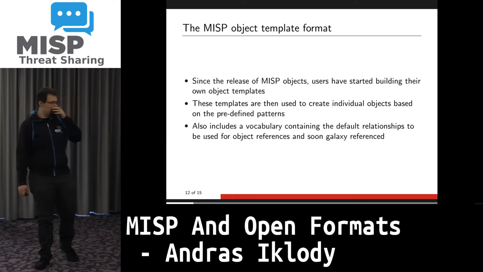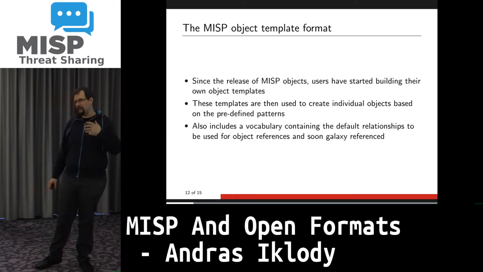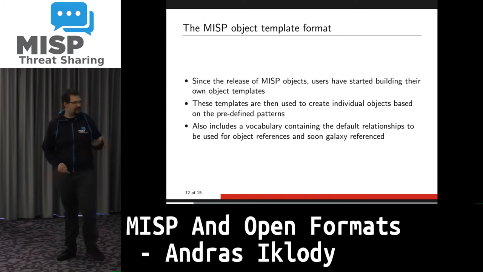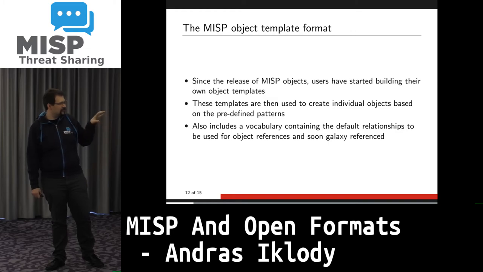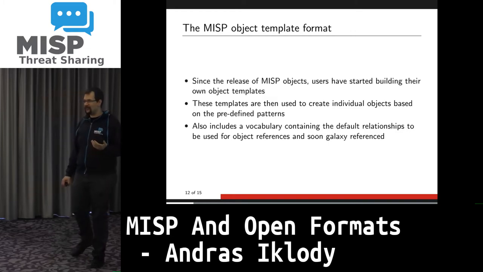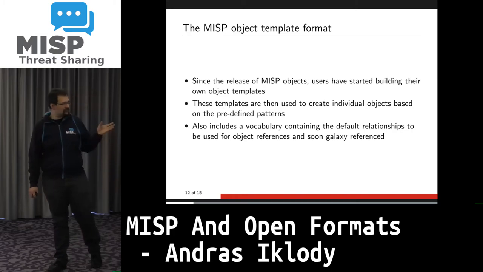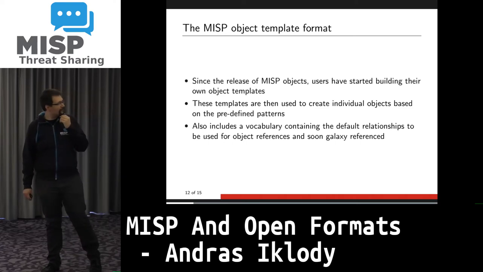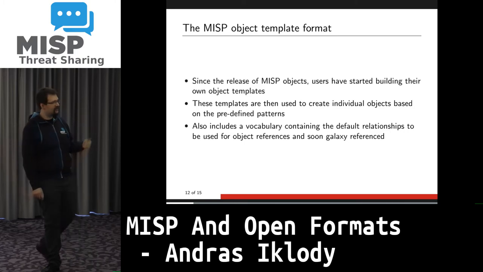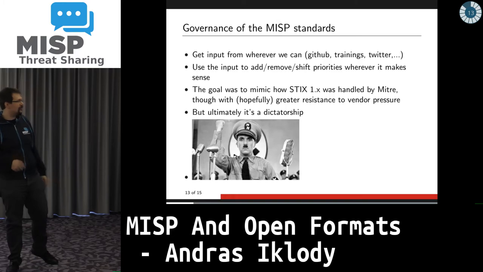So for that reason, we've described the format of the templates themselves. If they want to create templates with any other tool, they can absolutely do that. Another interesting thing that is contained in this part of the standard is the vocabulary for relationships. Right now we use these to connect objects to attributes, objects to objects. But in the future we're going to use this repository of vocabularies also to reference galaxies to each other. So for example, if you have a threat actor and you want to link it somewhere, you can use this vocabulary for that too.